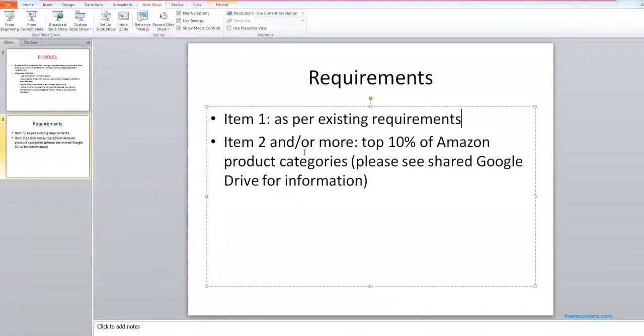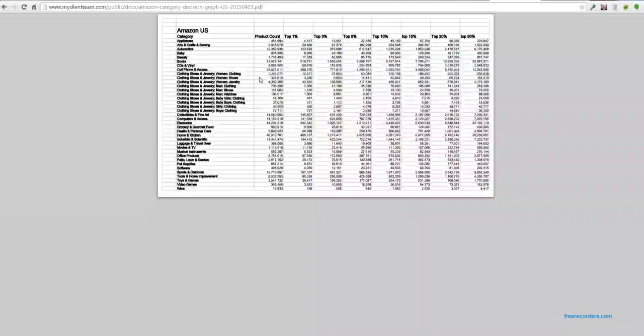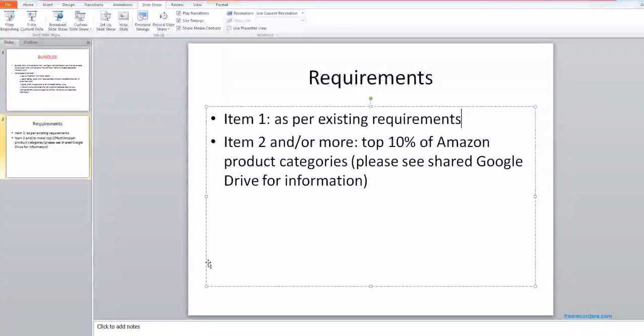For the second and more items, I'd like you to look at the top 10% of the Amazon product categories. The product categories, I've got that here, and I'll upload that onto the shared directory as well. So the top 10%, anything under this. The reason for that is that we want the first item to be a popular item, a top 5% item.